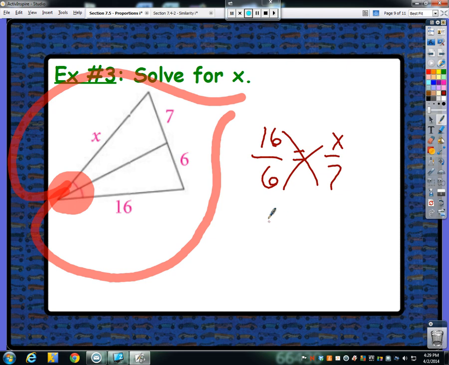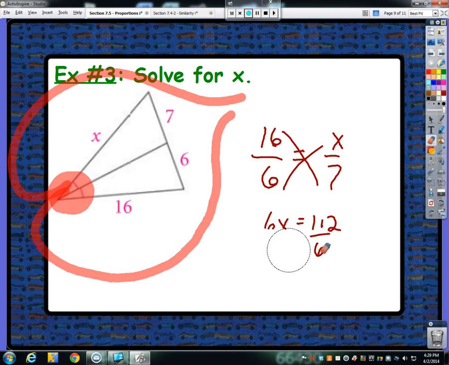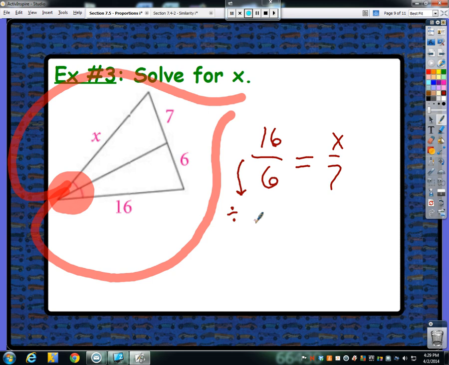Cross multiply. We're going to get 6x equals 112. Divide both sides by 6, and I get, let's see, 16 for x. And that's it. Now, keep in mind, this 16 and 6, I'm going to backtrack just a little bit here. The 16 and 6, I could have simplified that fraction before I cross-multiplied. I could have recognized that really, 2 can go into each of those numbers, and I could get 8 thirds. And then cross-multiplied with that, and I'd get 3x equals 56.